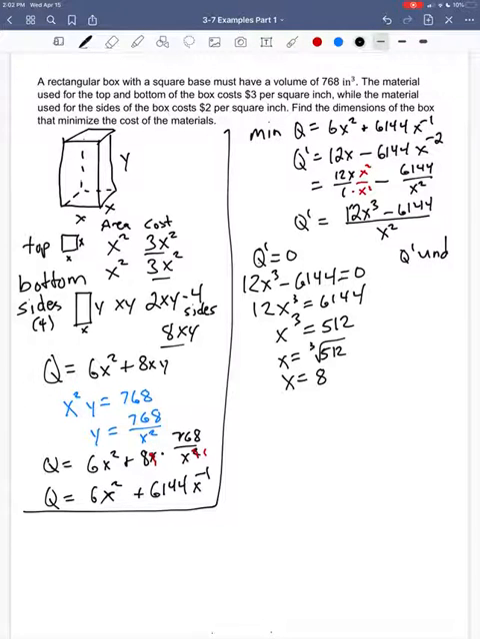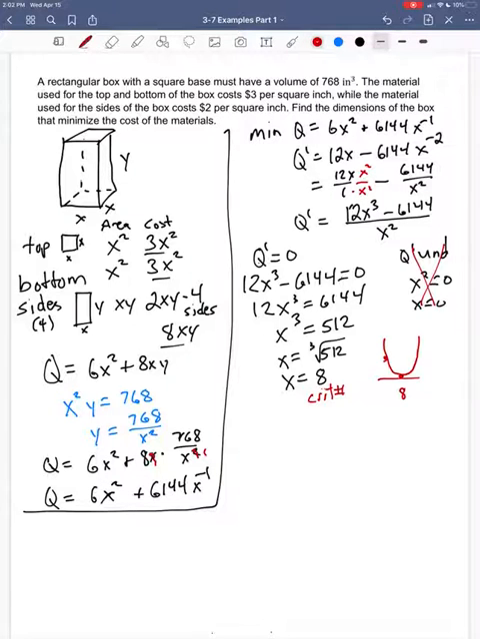For q prime undefined, the denominator equal to 0, well, that would just lead to x equals 0, but that's not applicable here. That's not a valid length, and when I would try to solve for y, I'd get undefined. So although it is a critical number, it doesn't lead to a solution to this problem. I'm supposed to be minimizing the cost here. This is my critical number, 8, and we're hoping that that's here, this place where it would have a horizontal tangent line.